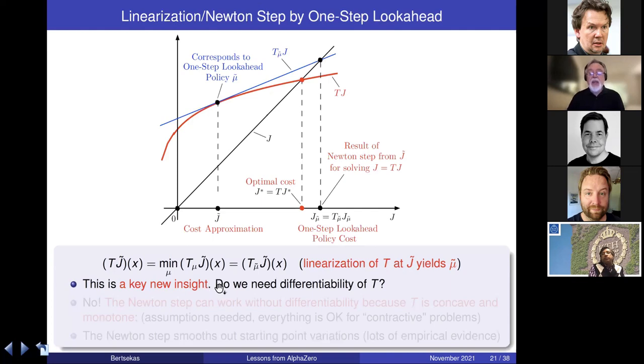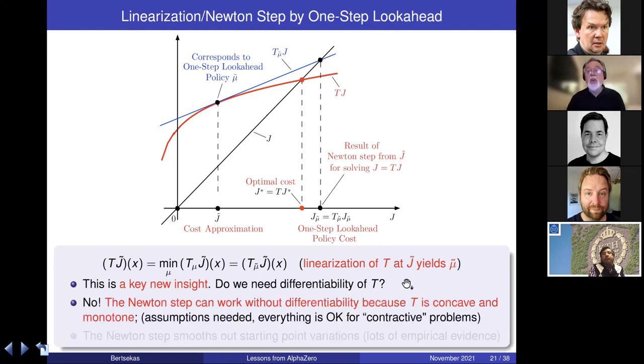Now it's a key insight, but then immediately some questions arise. In the classical form of Newton's method, you have to have this T operator be differentiable, once differentiable. Do we need that? Well, the answer is no, you don't need that. You can substitute concavity and monotonicity for differentiability. This is known in numerical analysis. If you look at the classical books like Ortega and Rheinboldt from the 60s, there is theory associated with that, primarily with monotonicity.